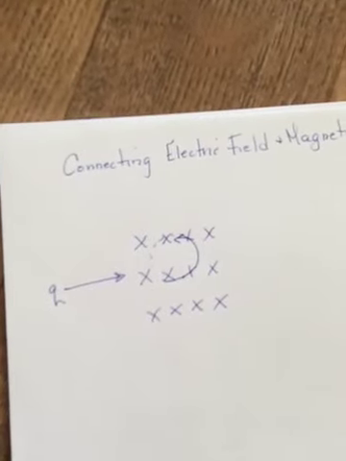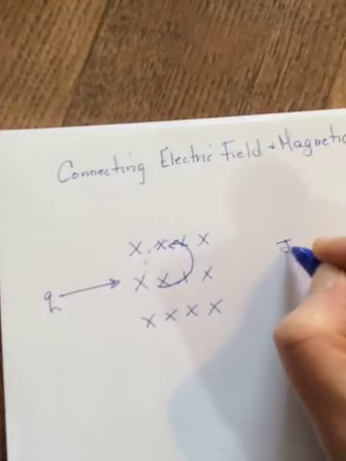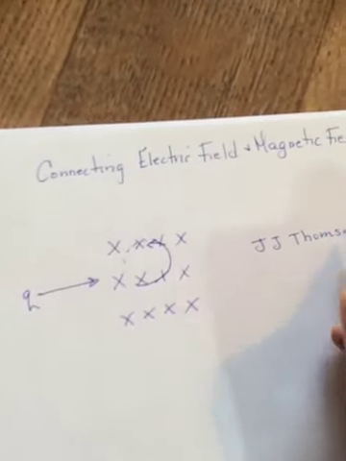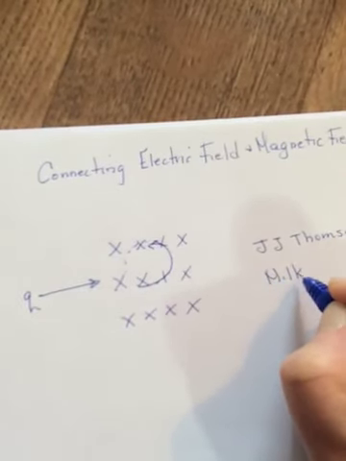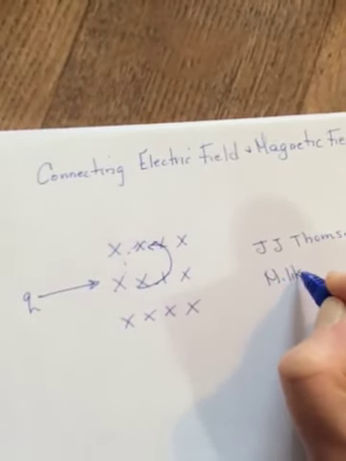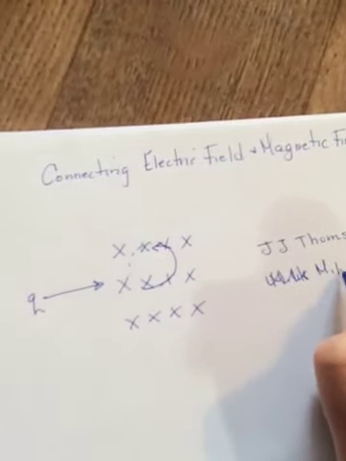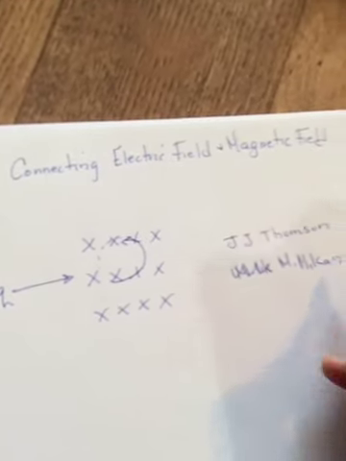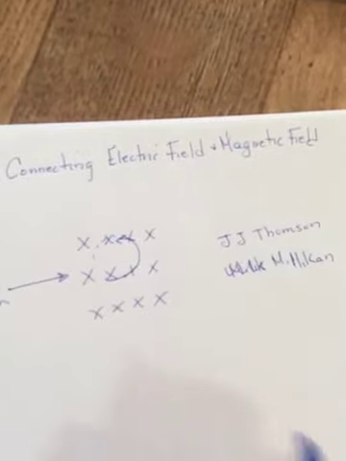Well, somewhere around 1900, there were two guys, J.J. Thompson, who you might know from the models of the atom, and Millikan, who were working with small charges. Too bad I can't spell Millikan, M-I-L-L-I-K-A-N. They were working with charges and were able to isolate a charge.